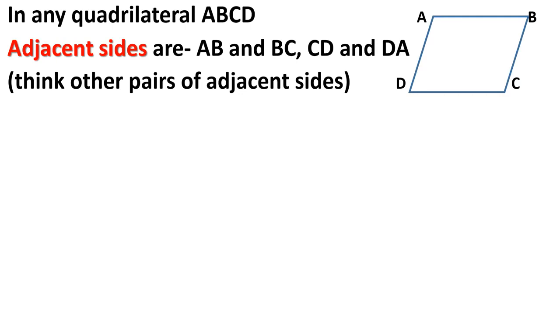Adjacent sides have one vertex in common. Okay, so see, in this, adjacent sides are AB and CD. Okay, which side is adjacent to AB? AB and BC. And CD is adjacent to which side? CD and DA. Think of other pairs of adjacent sides. There are other pairs also that you can write down.